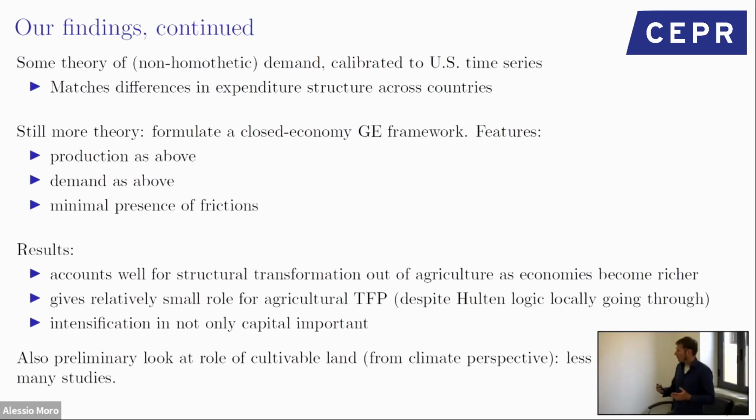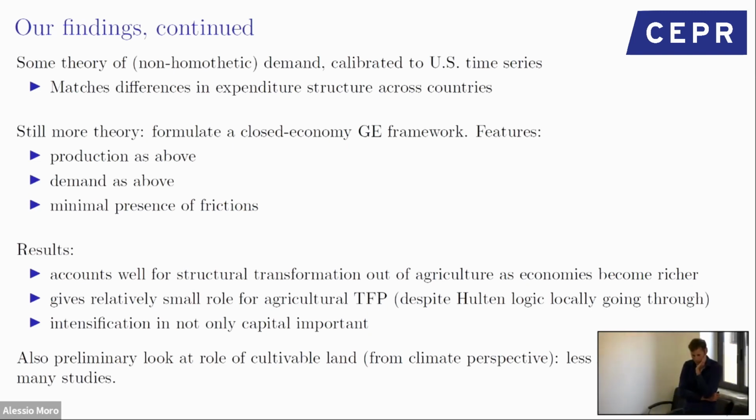We're going to go one step further and estimate and calibrate the demand side, where we have to deal with non-homothetic preferences. We calibrated it to US time series data and show that it can capture a significant part of the demand structure differences across countries. And then we finally put this in GE. We close the model with this demand side and this production side, and calibrate it as discussed above. And finally we have a quantitative framework where we can entertain counterfactuals.